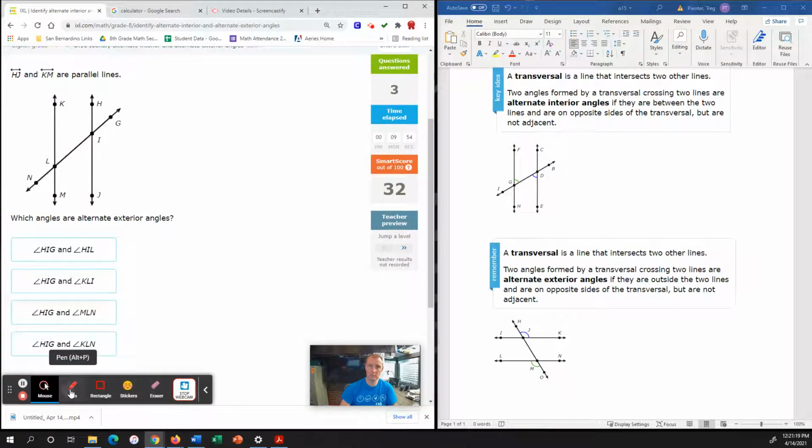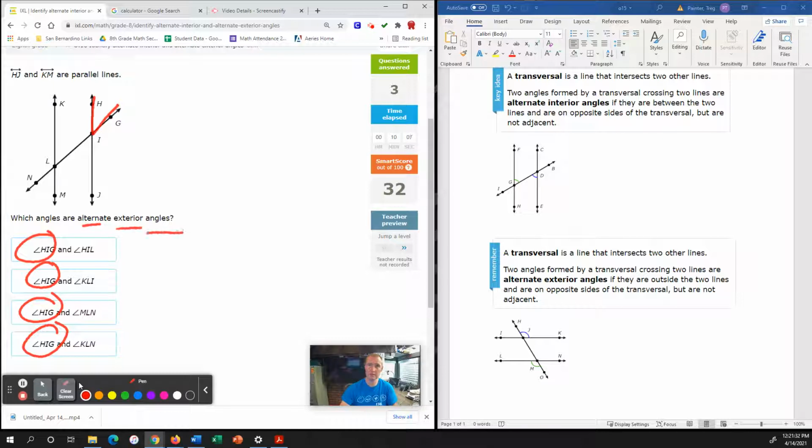Okay, same thing. We are looking at HIG. Because we're looking for an alternate exterior angle, it has to be NLM, because it's across and on the outside. So we're looking for NLM in any of these. So no, MLN. That's it right there. So the third one down will be our correct solution.